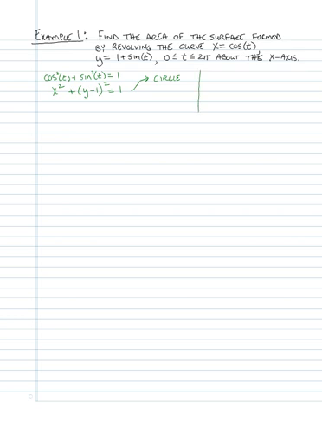The center has an x value of 0 and a y value of 1, and we have a radius of 1. So we would have the center right here, and the radius is 1, and so we would have a circle that looks something like this. Okay? So that's what we're dealing with.